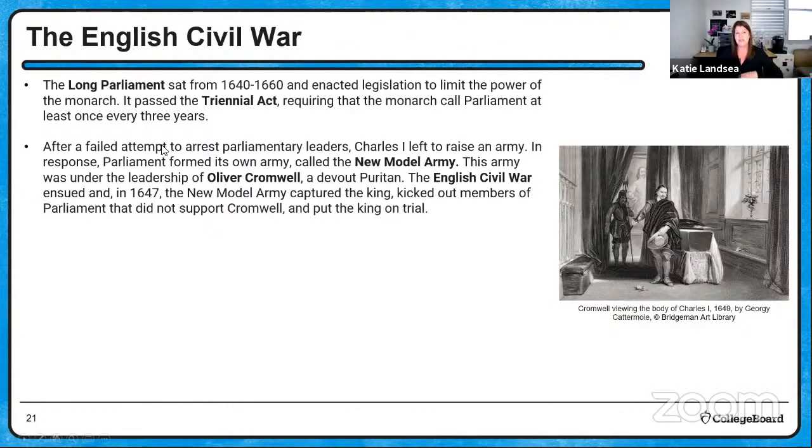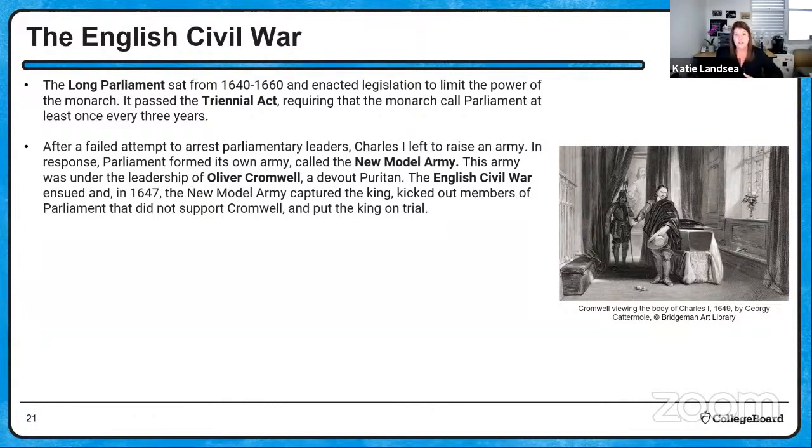And during a failed attempt of the king to arrest MPs, or members of Parliament, Charles I left to raise an army, and in response, Parliament raised its own army called the New Model Army. So we're setting up the civil war that's about to happen.